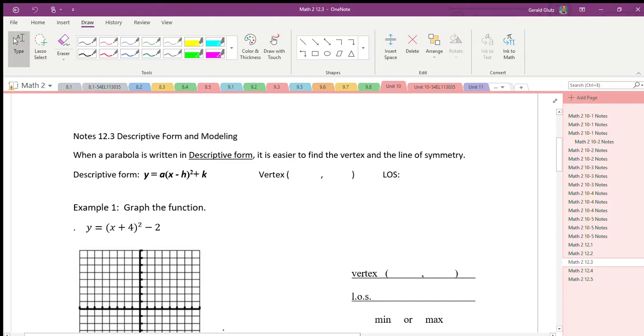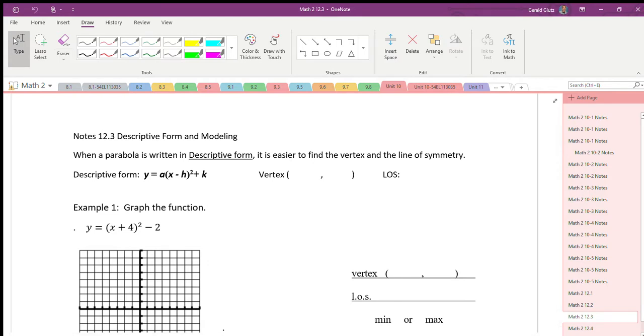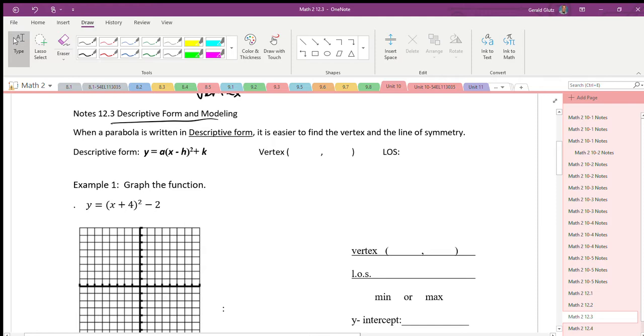All right, so these notes are going to be a little bit shorter than the last ones. And this is my favorite form in this unit, descriptive form, which is another way to say vertex form. So whenever you hear descriptive form and vertex form, they mean the same thing. When a parabola is written in descriptive form or vertex form, it's really easy to find the vertex.